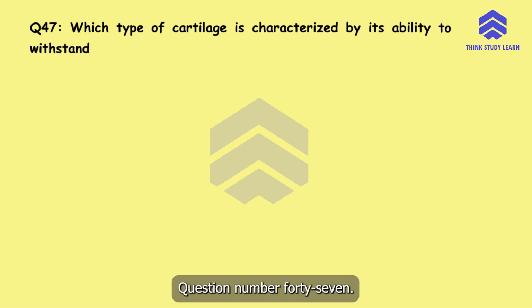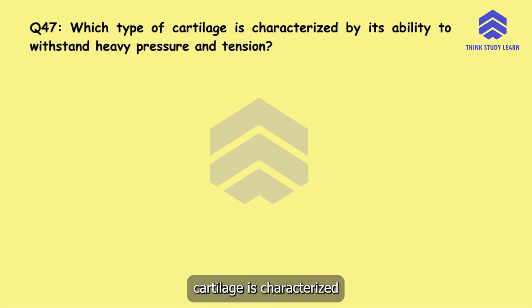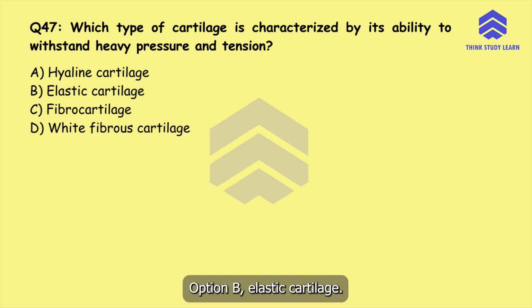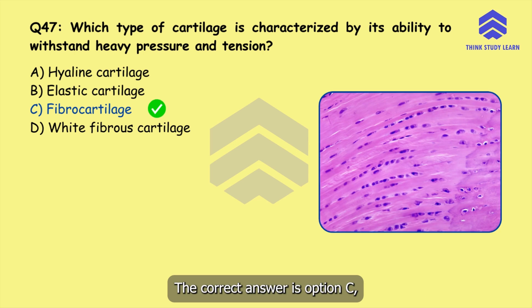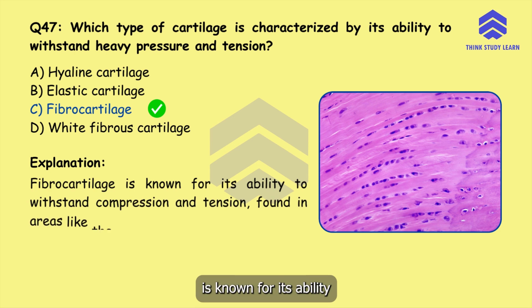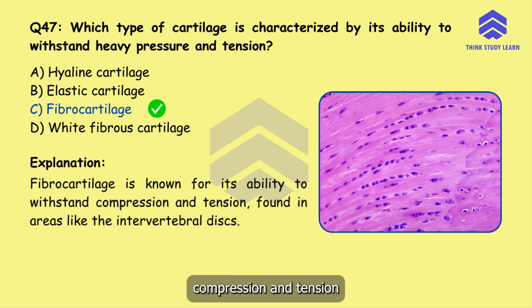Question number 47. Which type of cartilage is characterized by its ability to withstand heavy pressure and tension? Option A, hyaline cartilage, option B, elastic cartilage, option C, fibrocartilage, or option D, white fibrous cartilage. The correct answer is option C, fibrocartilage. Fibrocartilage is known for its ability to withstand compression and tension, found in areas like the intervertebral discs.